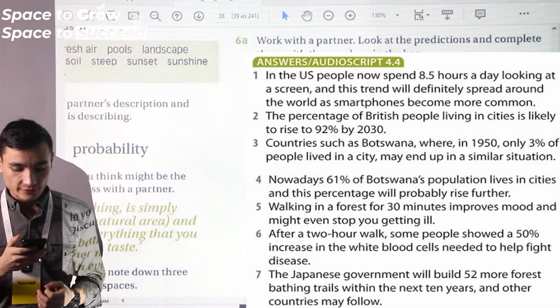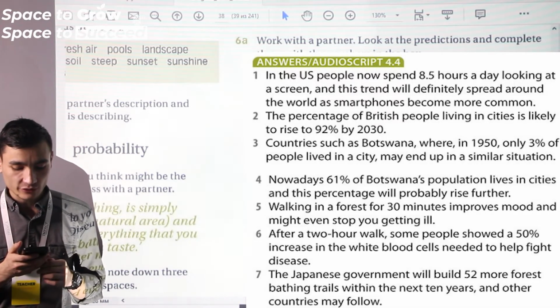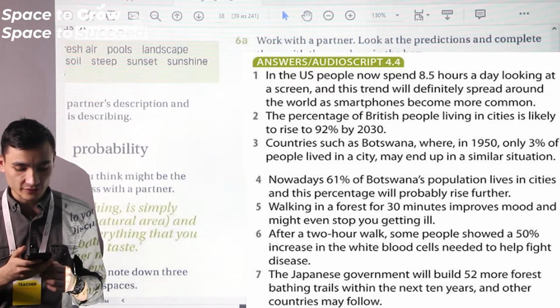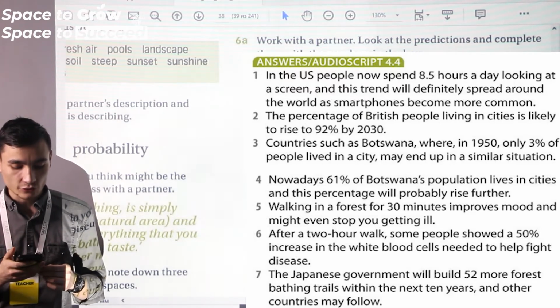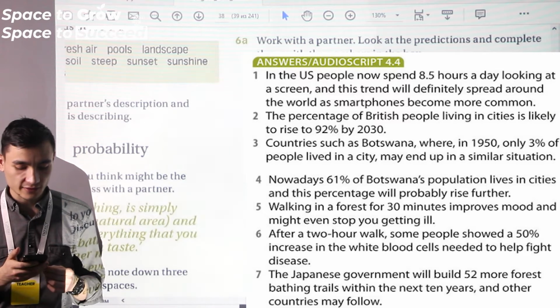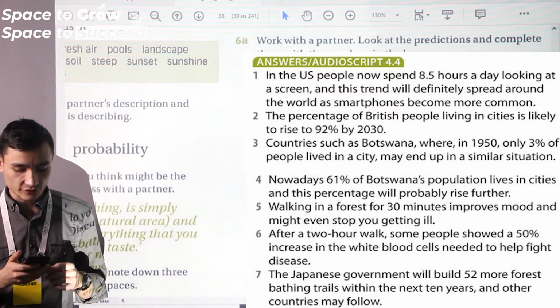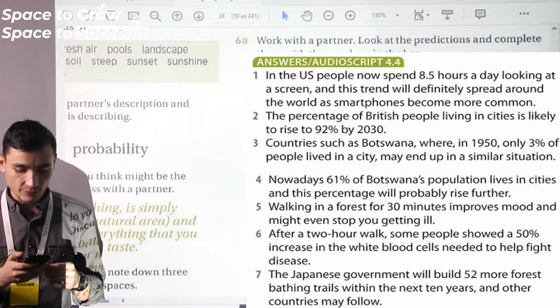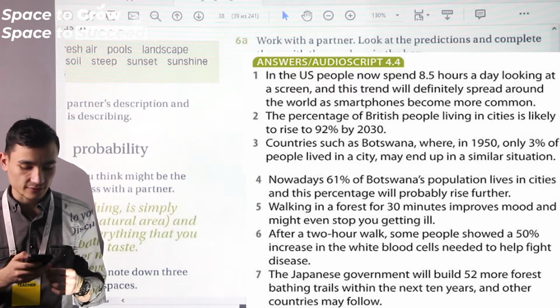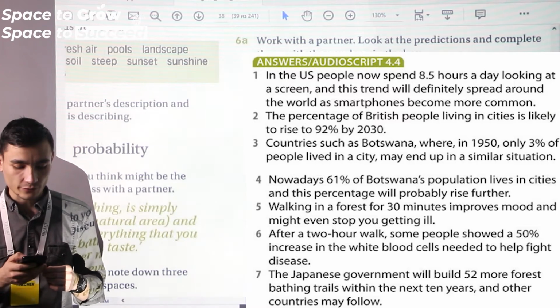1. In the US, people now spend 8.5 hours a day looking at the screen, and this trend will definitely spread around the world as smartphones become more common. 2. The percentage of British people living in cities is likely to rise to 92% by 2030. 3. Countries such as Botswana, where in 1950 only 3% of people lived in a city, may end up in a similar situation. 4. Nowadays, 61% of Botswana's population lives in cities, and this percentage will probably rise further.